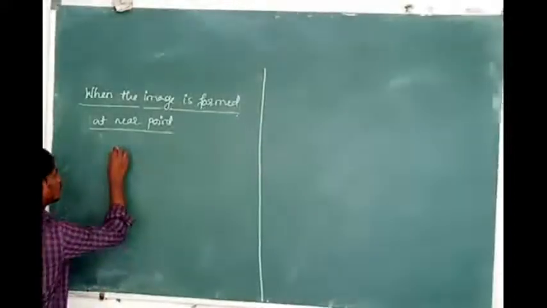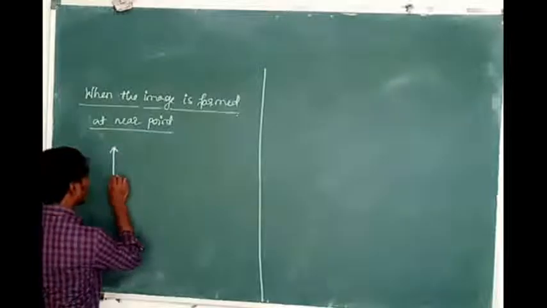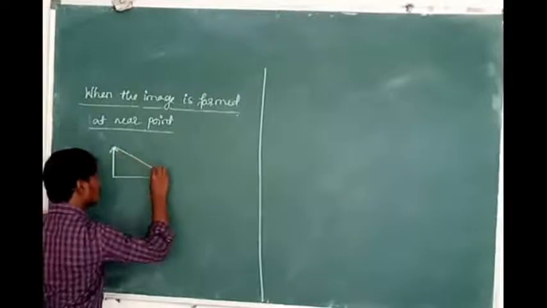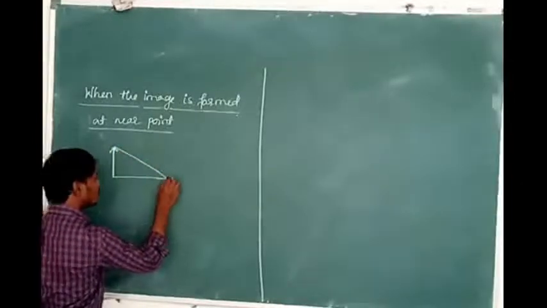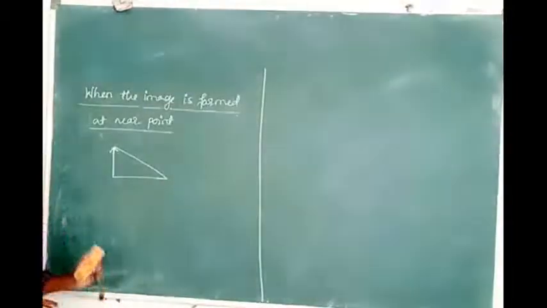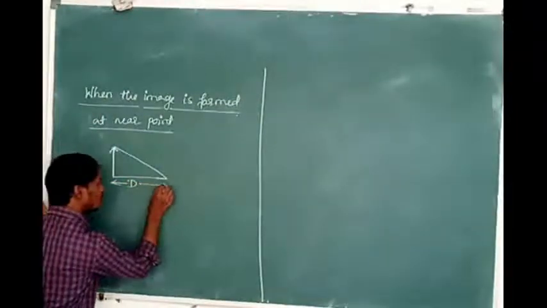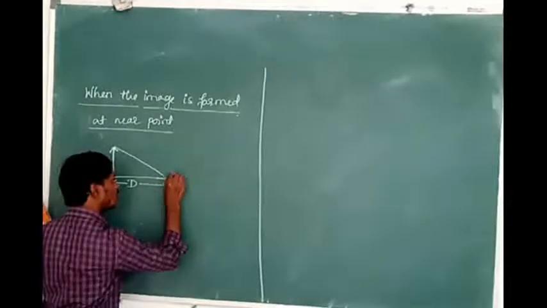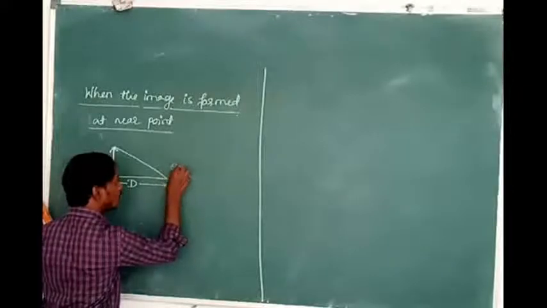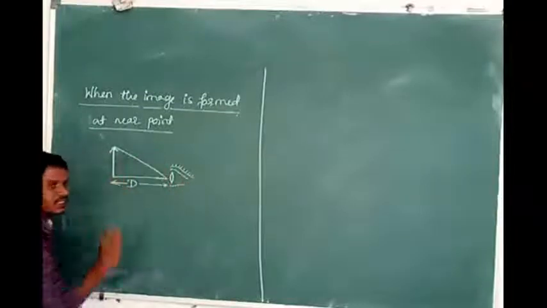Now let us consider there is an object. This is an object. The observer observes this object without a lens. This object is placed at a distance at which it can be seen clearly. This distance is called the least distance of distinct vision and it is denoted by capital D. The observer observing this object without a lens is called the unaided eye.